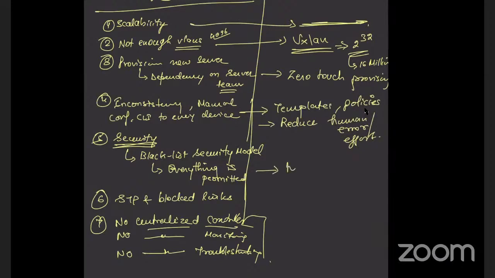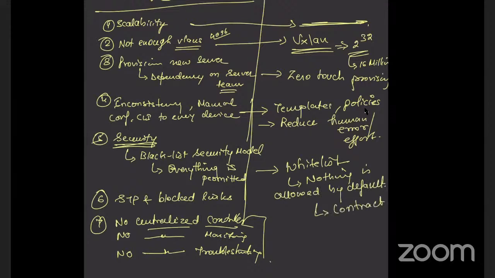Security. Here, this is a whitelist model. In ACI, nothing is allowed by default. You need to allow the traffic via a term known as a contract. So you need to make a contract in ACI to allow the traffic. Nothing is allowed by default. ACI is a complete L3 environment, so there are no L2 links, no spanning tree, and no blocked links.